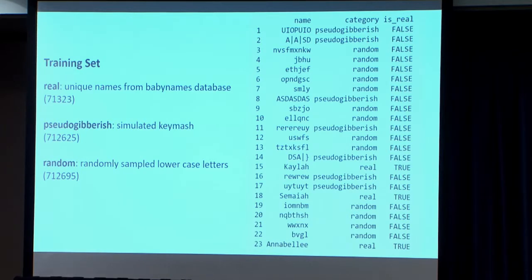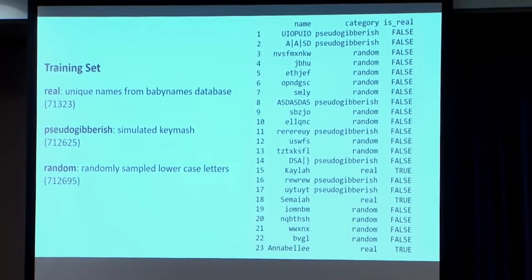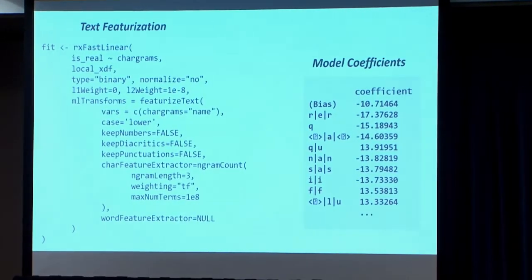So this is all there is in the data set. We've got the name column. I keep that label of what kind of gibberish it is, just for my own amusement. But the real outcome that we're going to use is just yes or no, Boolean: is this a real name or is it not? So how do we train a machine learning algorithm on that? We have to come up with some features to train on.